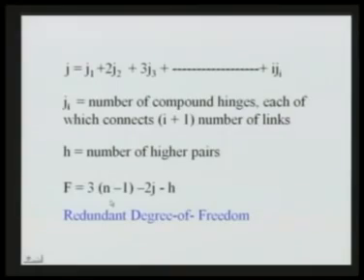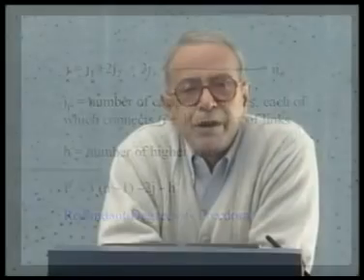Sometimes there can be some redundant degree of freedom of a mechanism. What do we mean by redundant degree of freedom? Due to some typical kinematic pairs and their placement, we may find that in a mechanism, a particular link may be moved without transmitting any motion to any other link. Such a degree of freedom is referred to as redundant degree of freedom.